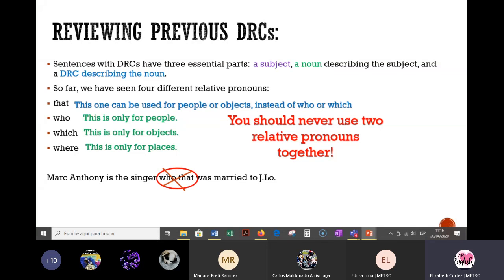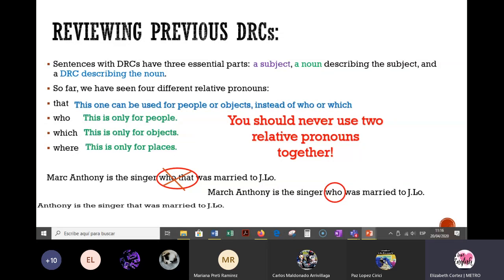That's incorrect because you have two relative pronouns there. And it sounds weird. So the correct one would be Mark Anthony, the singer who was married to J-Lo for people, or Mark Anthony, the singer that was married to J-Lo. One or the other, but not two.